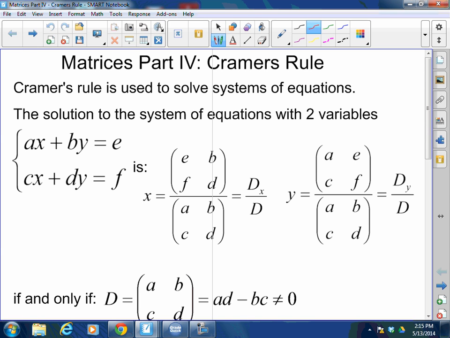It's the determinant of x. How do you find the determinant of x? Pay attention. When I want to find the determinant of x, I'll be right back.